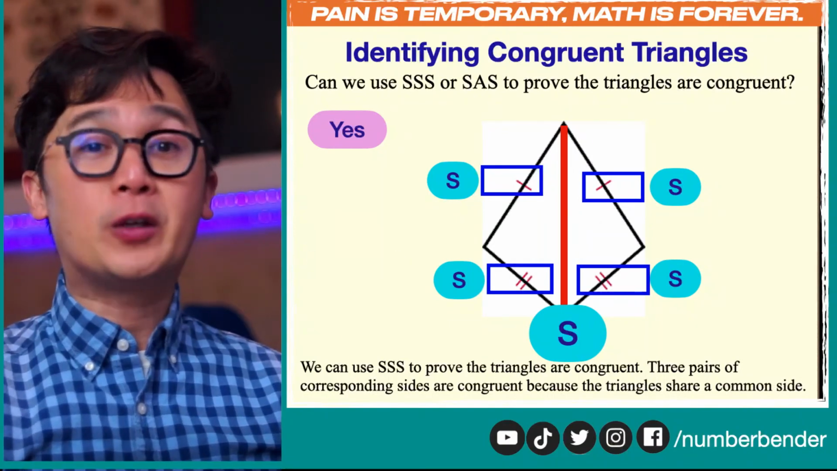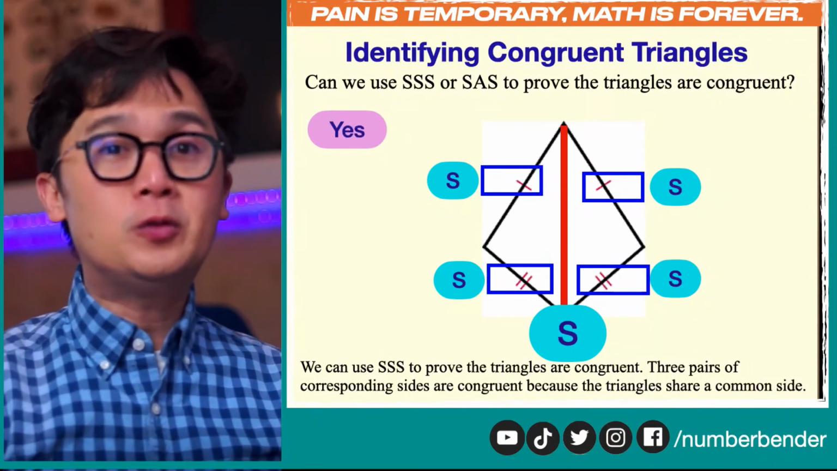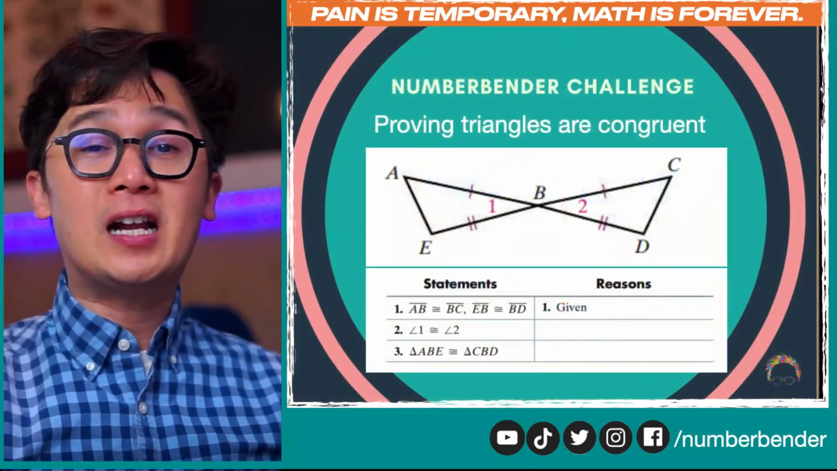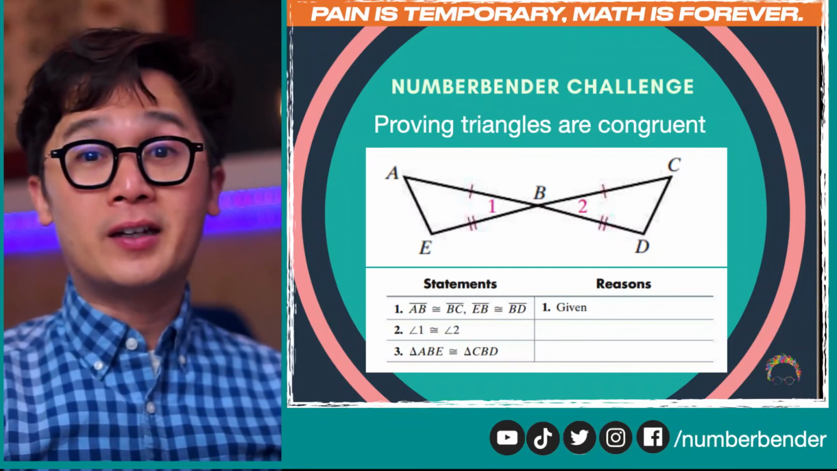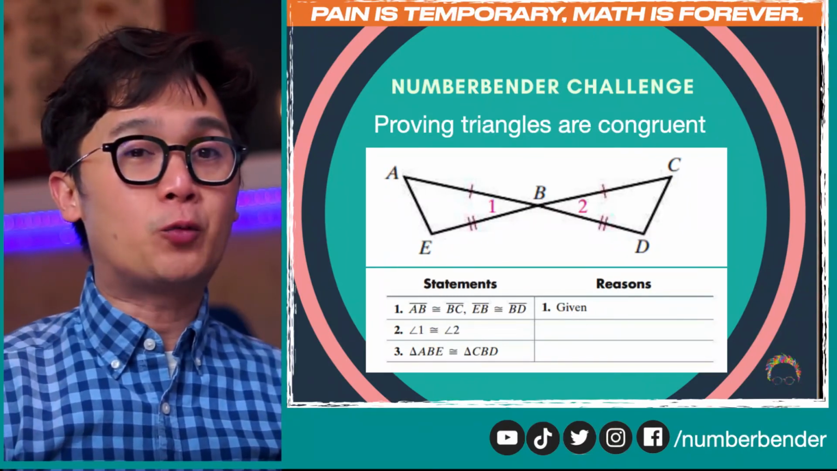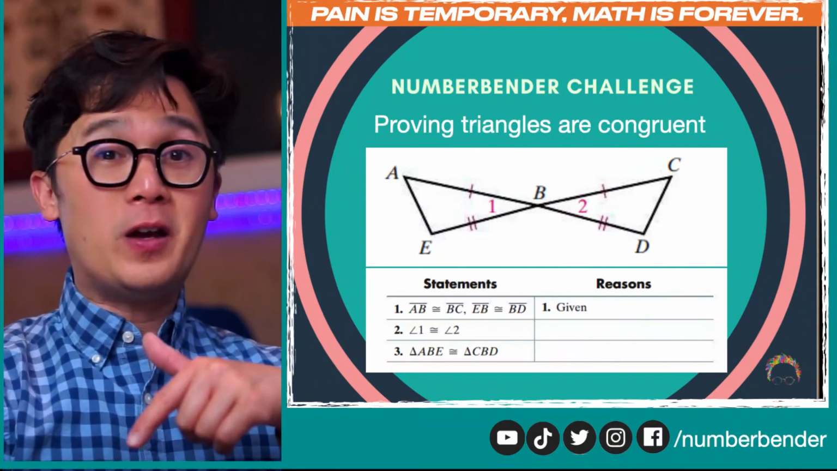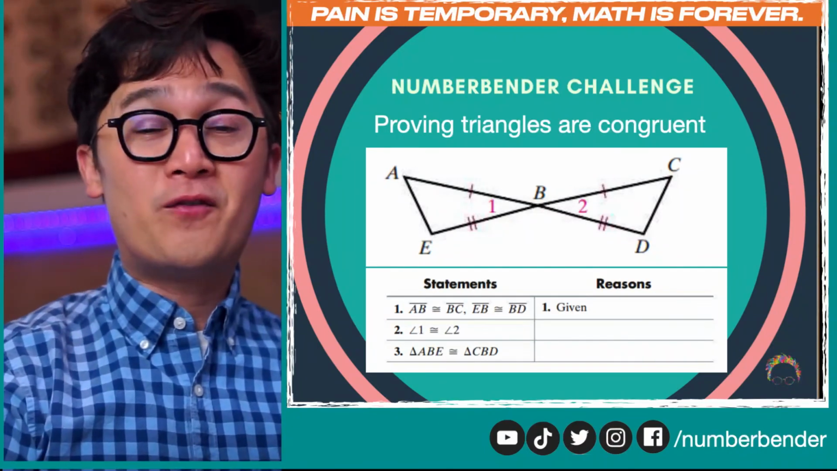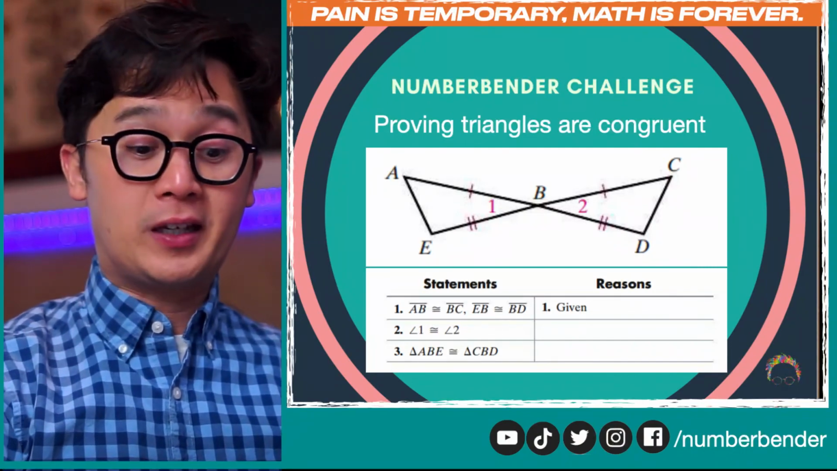So that's how we use the SSS and the SAS postulates to prove that two triangles are indeed congruent. So for your number bender challenge for the day, let's see if you can prove that triangle 1 and triangle 2 are congruent using the postulates that we have just used for today. So comment it down below and let's see the reasons that you can formulate for triangle 1 and triangle 2 to be congruent.